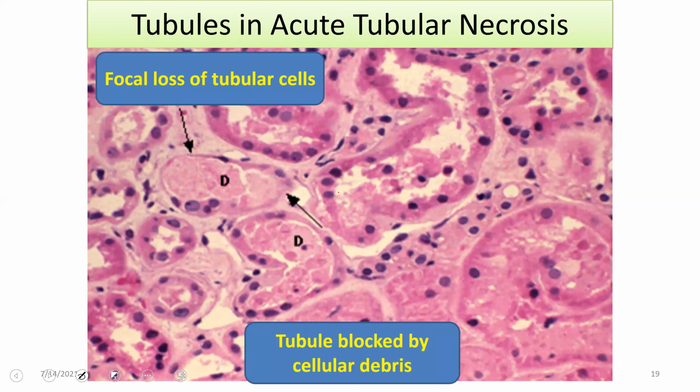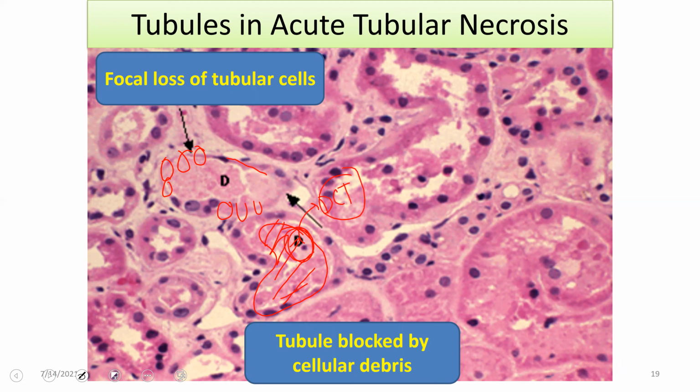So we can see that the tubular cell, as I've said, will undergo necrosis, and we can appreciate there is loss of cells. We do not see any cell here. Also, we can appreciate that within the tubule there is aggregation of a dirty brown granular cast, and that can especially be appreciated in the distal convoluted tubule.